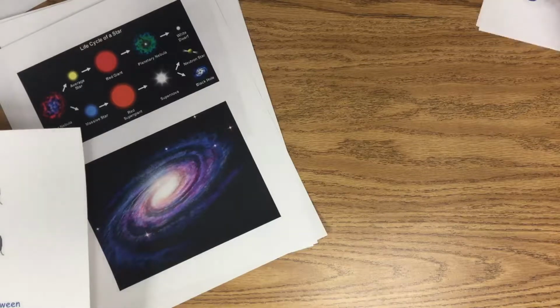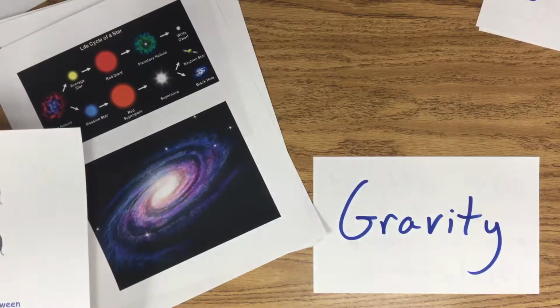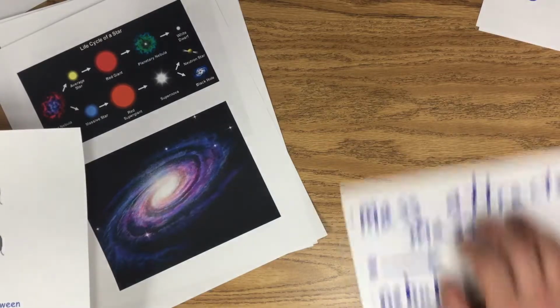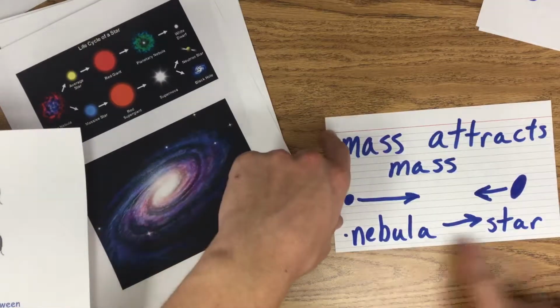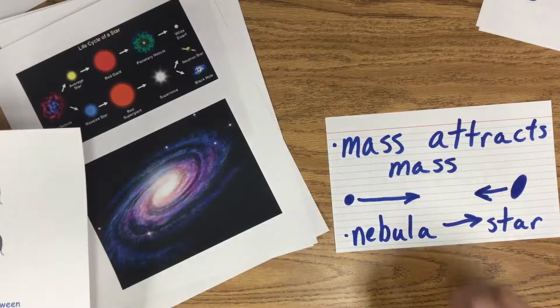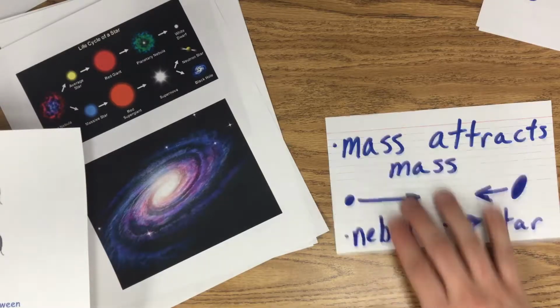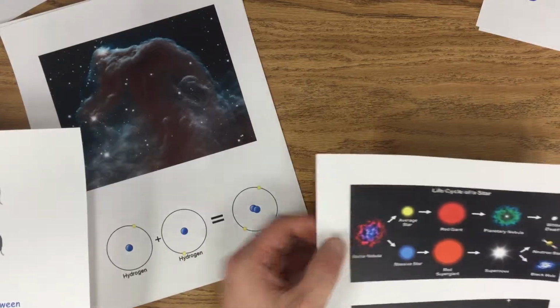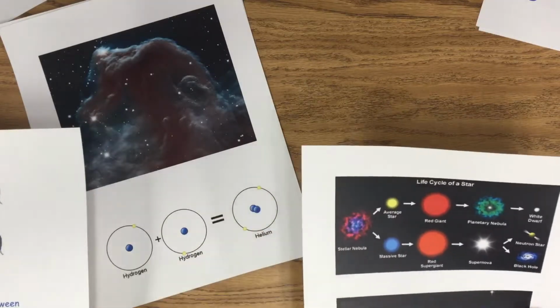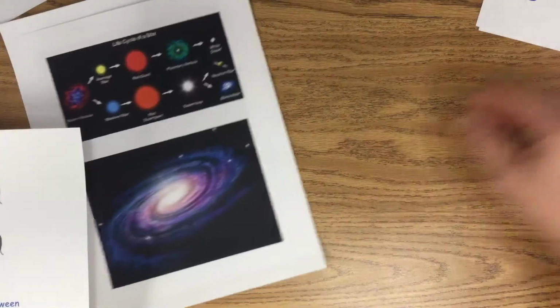Next slide, work hard. Gravity, pause it, write it. So, gravity attracts mass. So if two things have mass, they're attracted to each other by gravity. And this is how nebulas form into stars. We'll get into that a little later. So write this down, pause it. All right, cool. So nebulas turn into stars, and we're going to learn a little bit more about that.